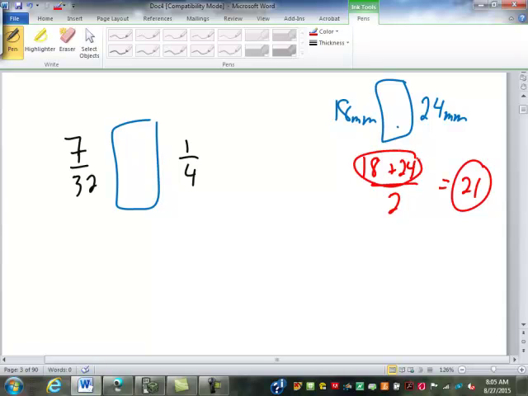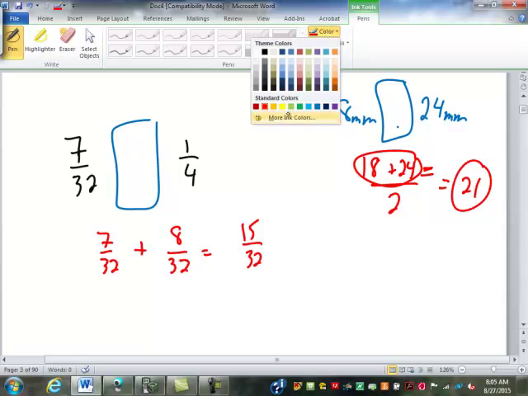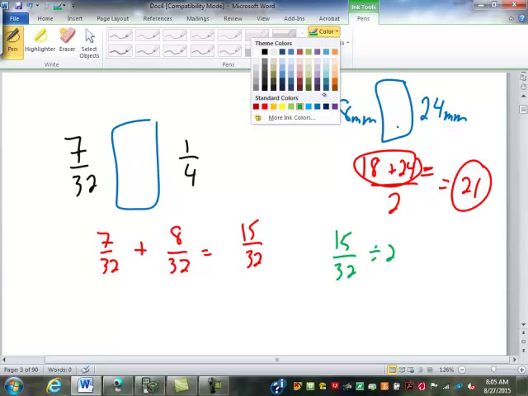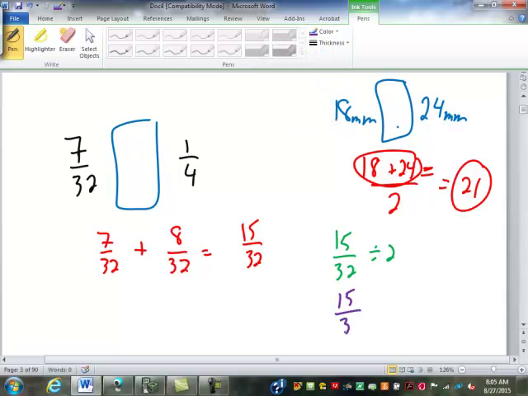By the way, when you do this, make sure you do 18 plus 24, hit equals on your calculator before you divide by 2. Otherwise, the calculator will divide 24 by 2 and then add them to get 30. Way wrong. So be careful with that. Well, the same thing's going to happen over here. We're going to add those together. This is 7/32, it's going to stay that. 1/4 is going to be how many 32nds? 8. So we're going to add those to get 15 32nds. Then it'll be 15 32nds divided by 2. When we divide by 2, we've got 2 over 1, so we're going to multiply by 1/2. So 15 64ths.